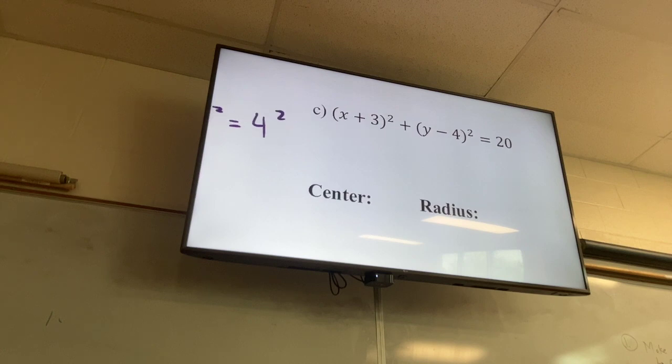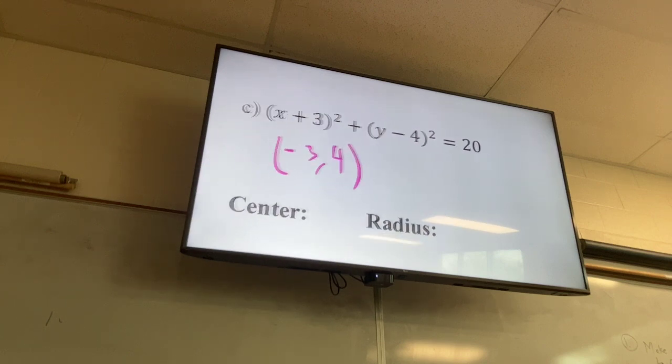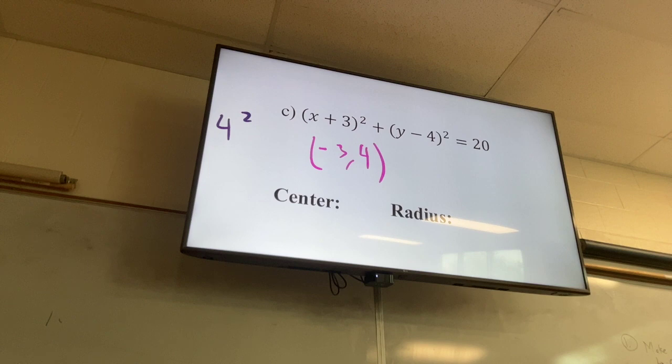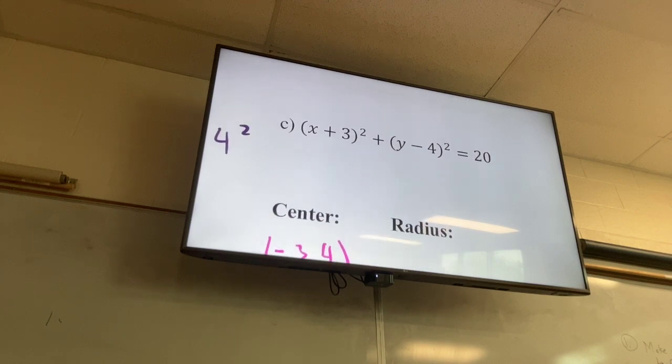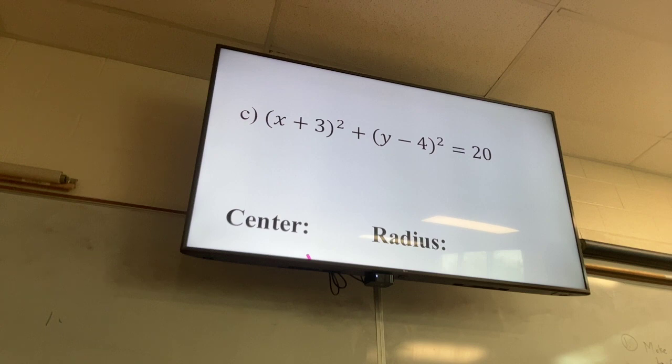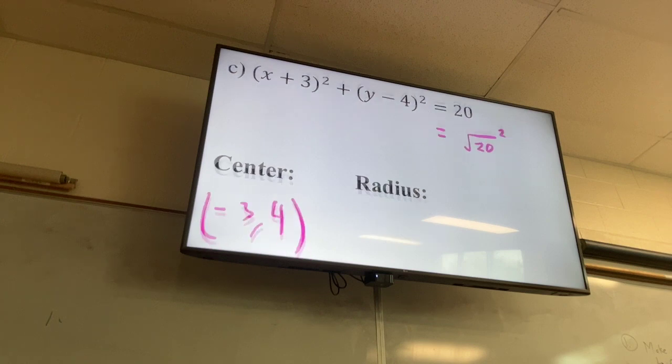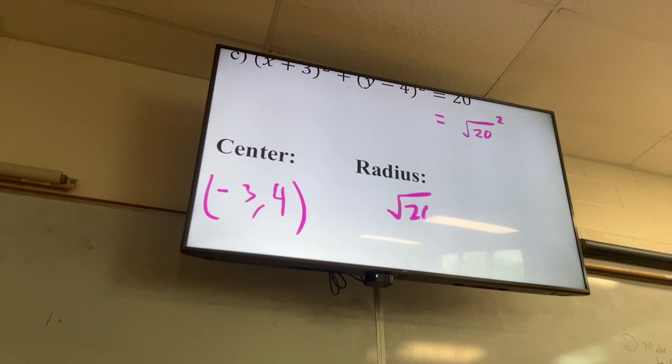What's my center? It has the negative 3, comma 4. What's my radius is a little different. So I need to rewrite this 20 as something squared. 20 is the square root of 20 squared. So my radius is the square root of 20, or 2 root 5.